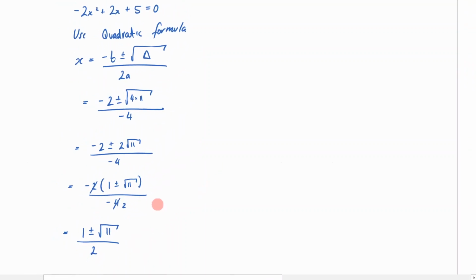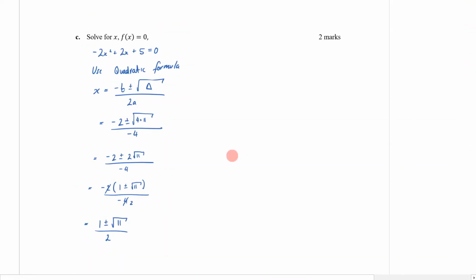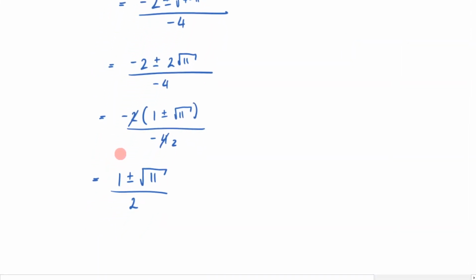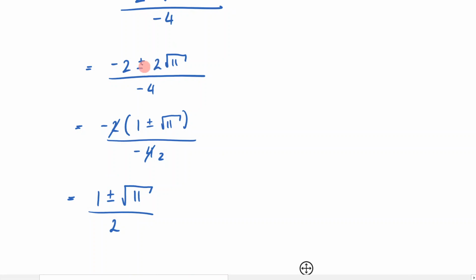Is that all I need to do? Solve for x, f of x is equal to 0. Yep, 1 plus or minus the square root of 11 on 2. That would be my answer. It's worth 2 marks. So make sure that you've got all those steps there. Make sure you're always expressing your answer as simply as possible. So I think some of us might have left their answer like that instead of taking out that negative 2 and then doing some cancelling. So just make sure you're doing that.